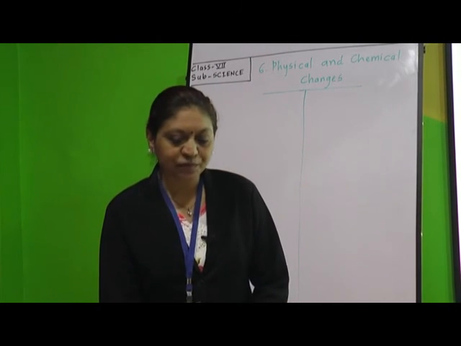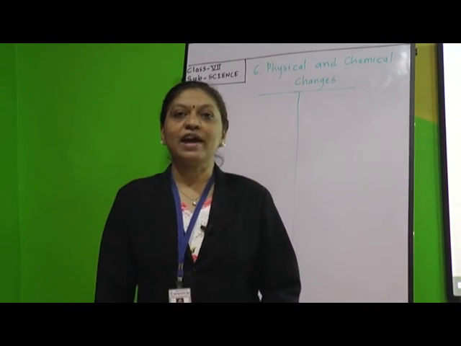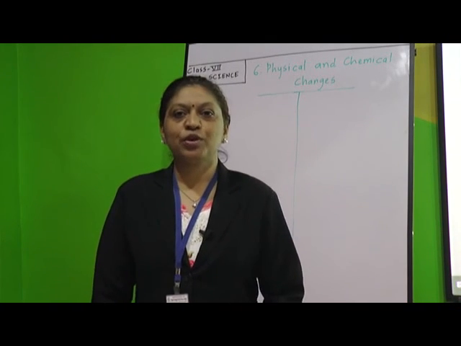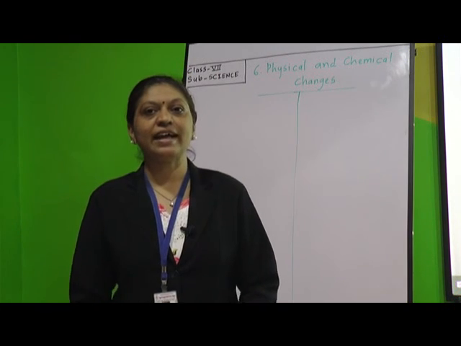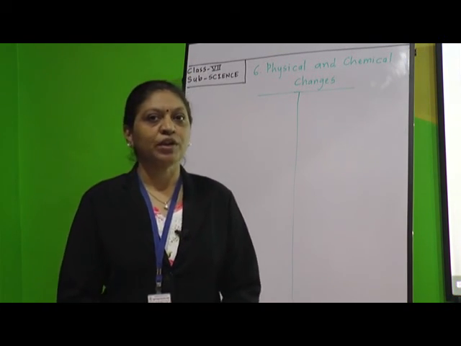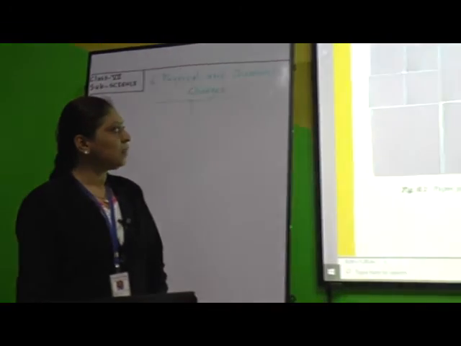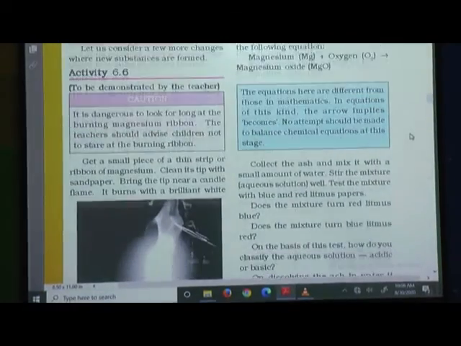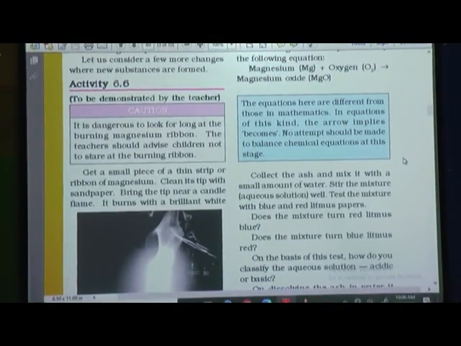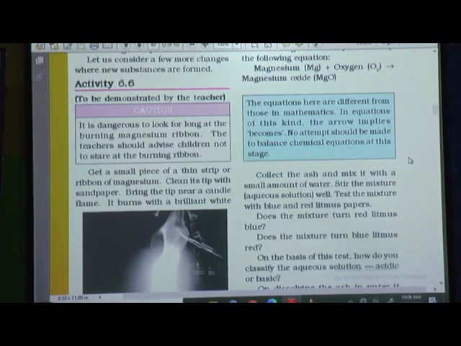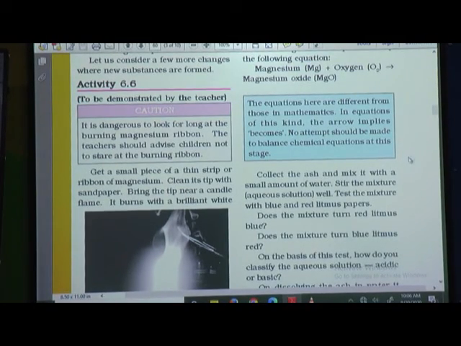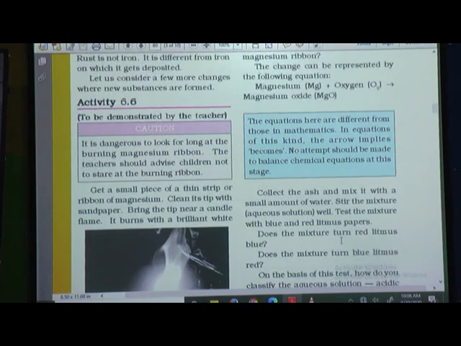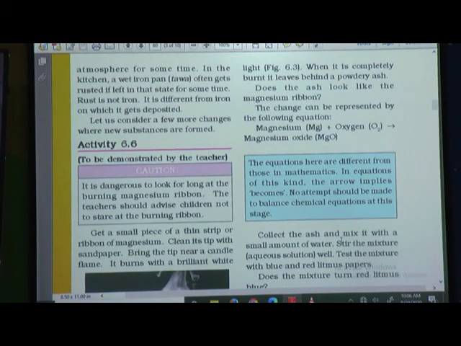So let us see. I hope you all have textbooks with you. You have to keep the textbook with you, then you can read that activity and understand. Okay, so see here in the textbook. In our last session I told you how you can do activity 6.6. Okay, so first of all tell me what is meant by chemical change.